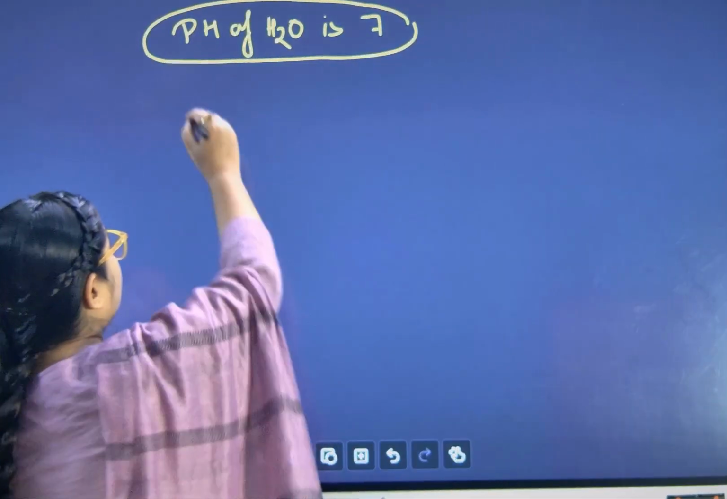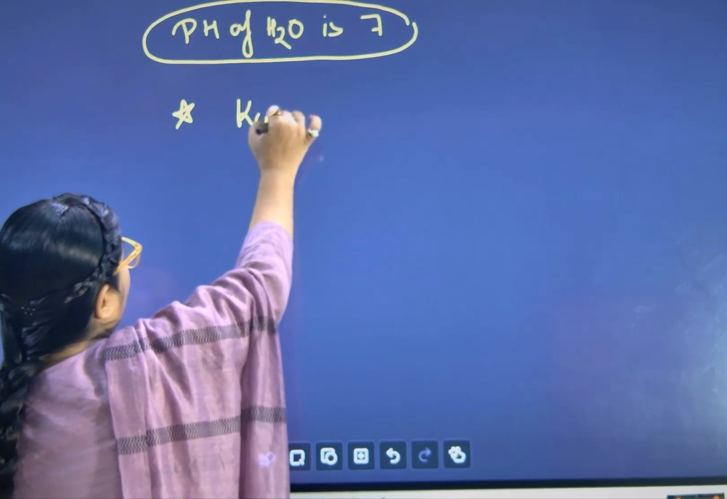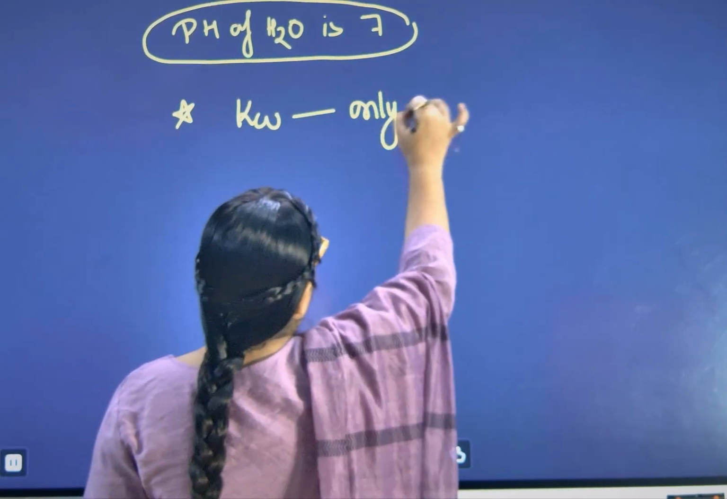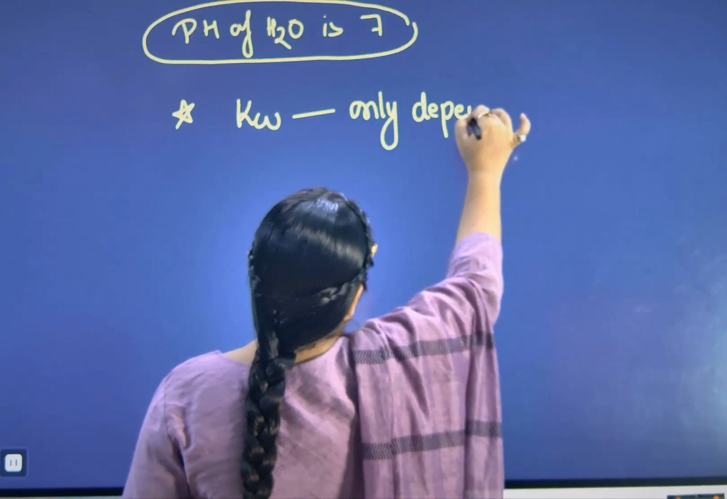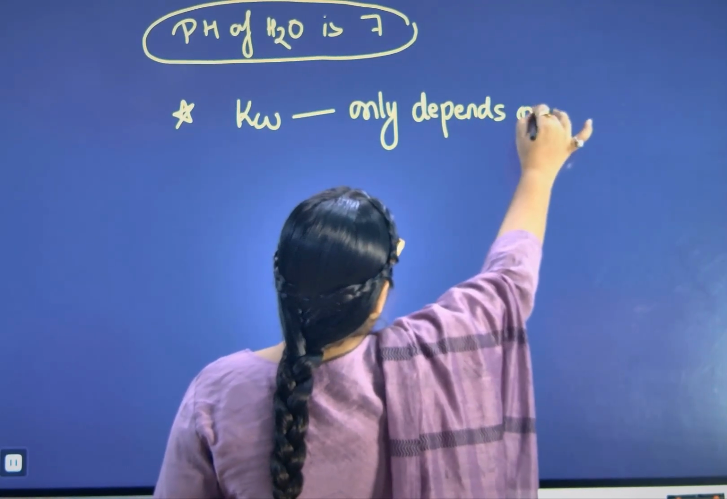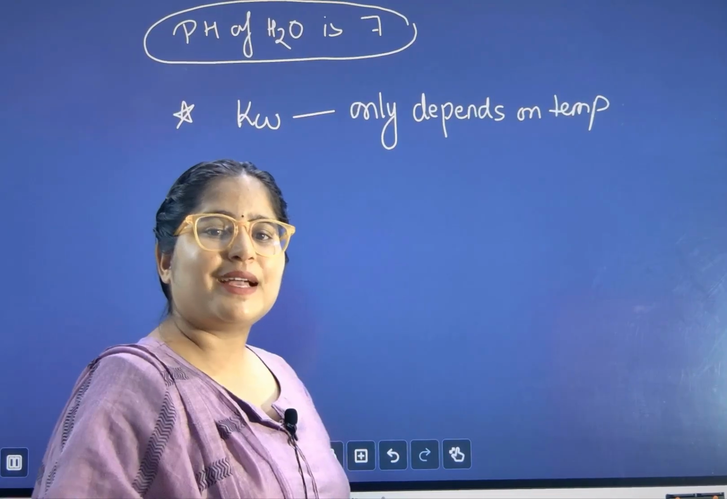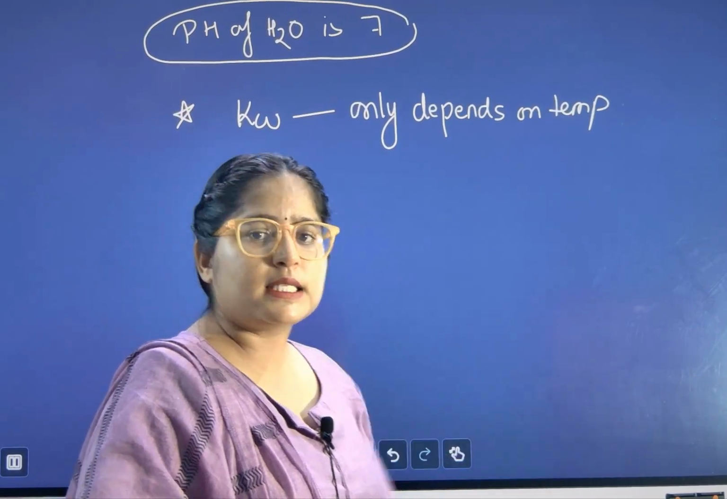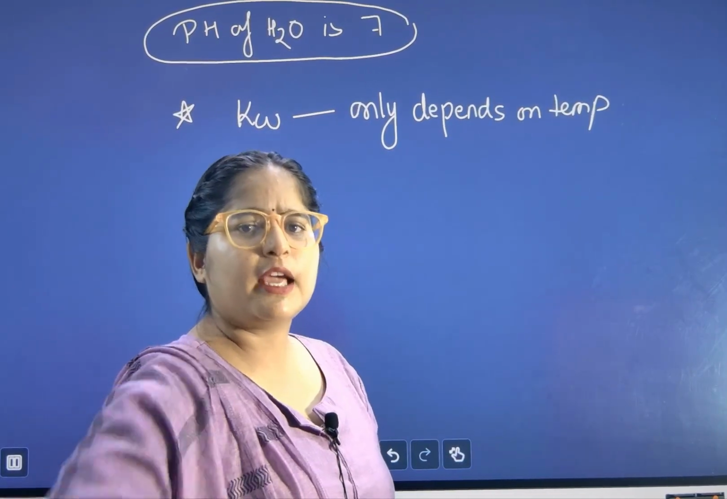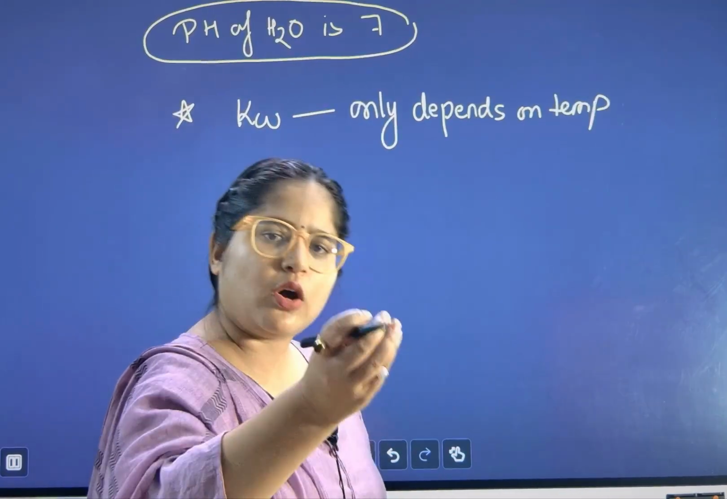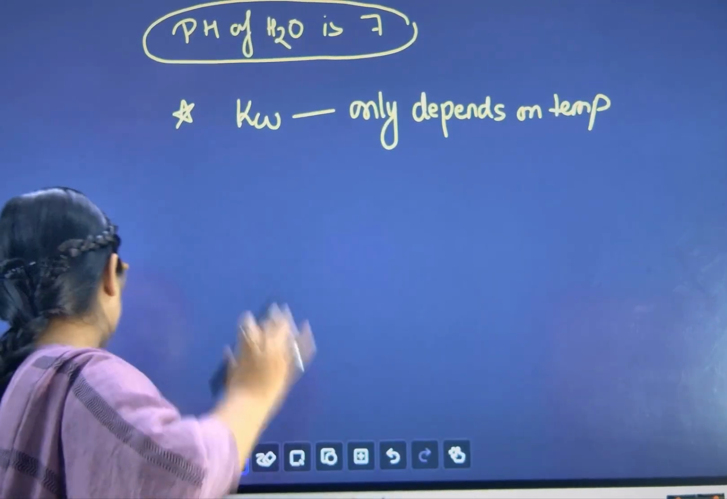So write down here as a star point: Kw only depends on temperature. Temperature is the only factor which can affect our Kw. Let us see how. So note down the next heading: effect of temperature on Kw or the pH of water.